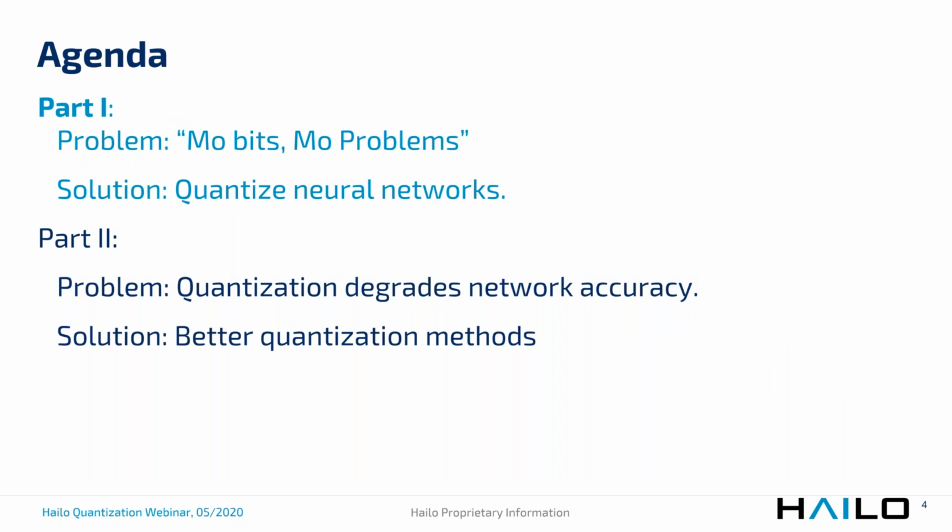Okay, so by way of exposition, we are going to first introduce the motivation behind quantization. It's basically that using lots of bits causes consumption of lots of power. And the simple remedy for this is to use less bits. Unfortunately, that introduces another problem. Quantization isn't free. It degrades the network performance. And luckily, we can fix this by using smarter and better quantization methods, which will be the focus of the second part of this webinar.